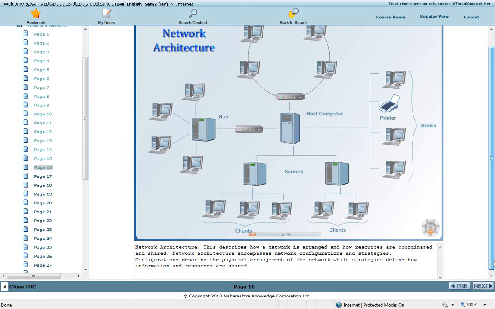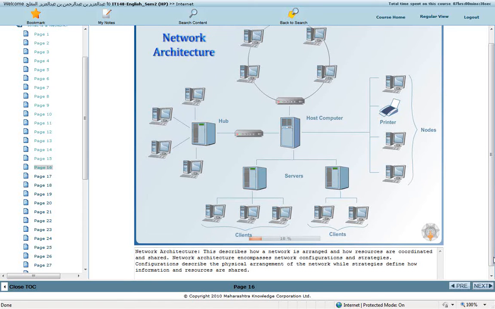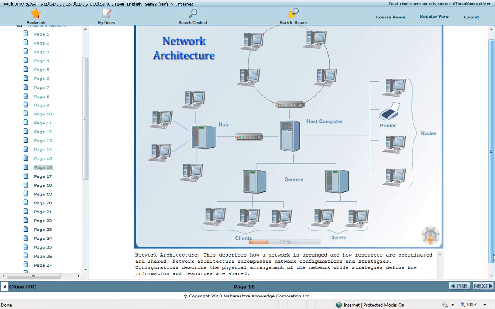Network architecture. This describes how a network is arranged and how resources are coordinated and shared. Network architecture encompasses network configurations and strategies. Configurations describe the physical arrangement of the network, while strategies define how information and resources are shared.